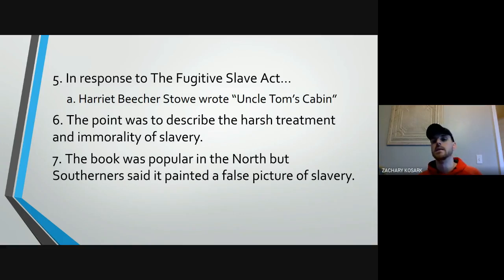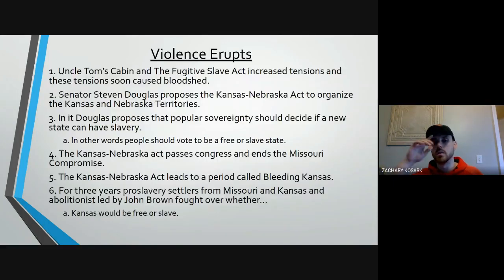It argued that slavery was immoral and against Christian beliefs and all of this. The Southerners didn't like the book, obviously, because it made them look bad, but they said that it was a false picture of slavery. So being a slave wasn't really that bad, according to them. But Uncle Tom's Cabin really brings the issue of slavery into the light of day. So Uncle Tom's Cabin, the Fugitive Slave Act, and the Compromise of 1850 all lead to a very large increase in tensions. These tensions soon lead to violence.